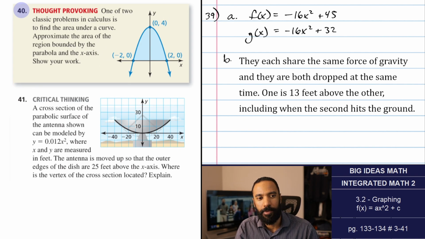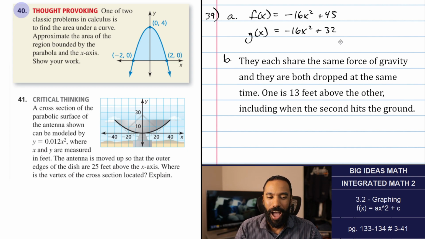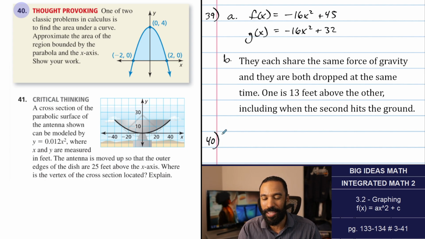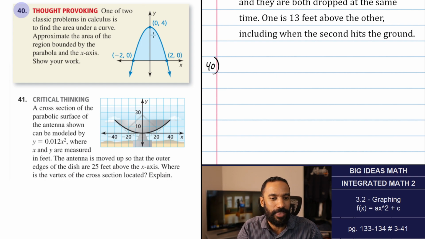Number 40. One of two classic problems in calculus is to find the area under the curve. That is very true. Approximate the area of the region bounded by the parabola and the x-axis. Show your work. I could do it algebraically. I don't know what they specifically want me to do here. We could talk about triangles. One thing in calculus is you can approximate things by looking at areas, like with triangles instead.